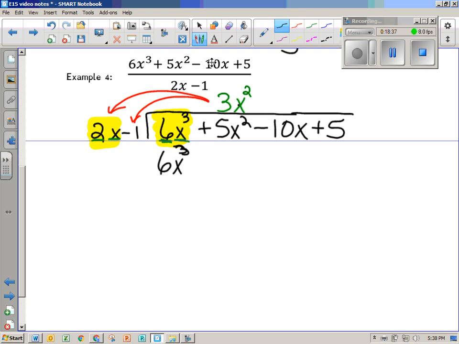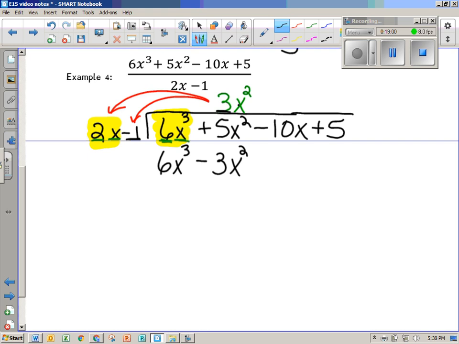3x squared times negative 1 would be negative 3x squared. You're multiplying the 3 times the negative 1 to get negative 3, and then just throwing the x squared on. And I know I need to be really neat here. Don't want this to be confusing, so let me do my best writing.